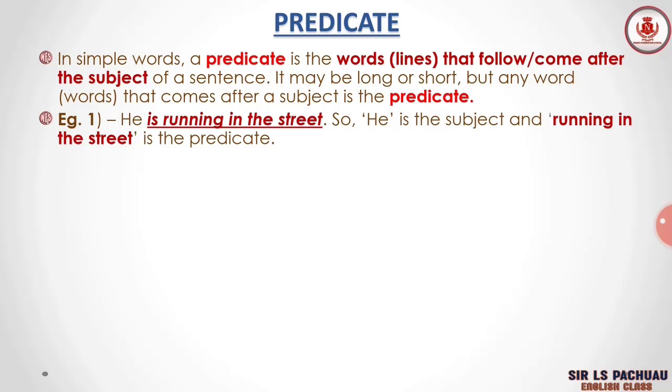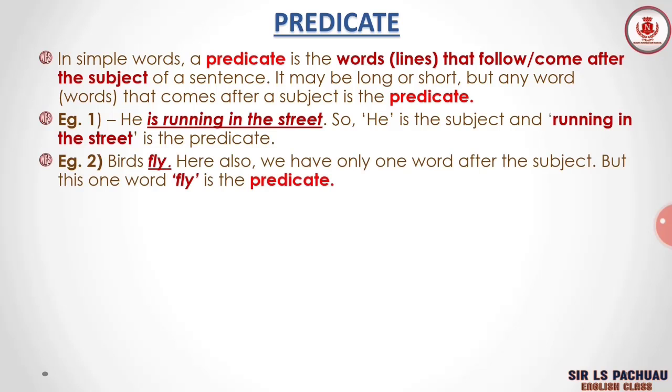Example number 1 here. He is the what? He is the subject, and he is a third person singular pronoun. Understand? He is running in the street. So he is the subject and is running in the street is the predicate. It's quite long, but is running in the street is the predicate, because this line comes after the subject he. So whatever comes after the subject is the predicate of a sentence.